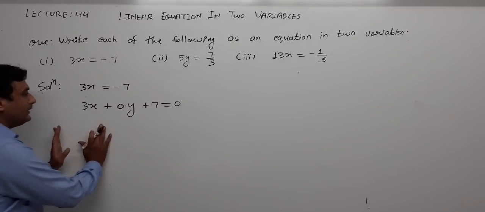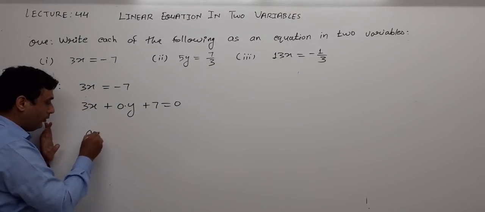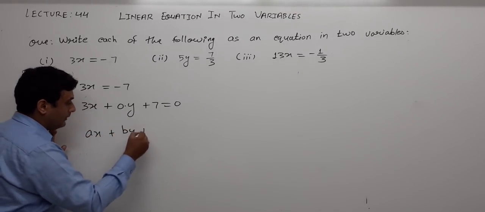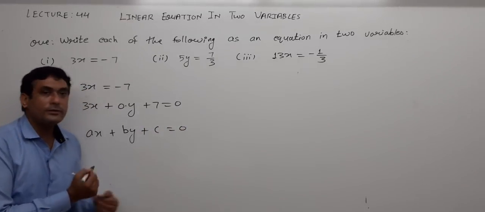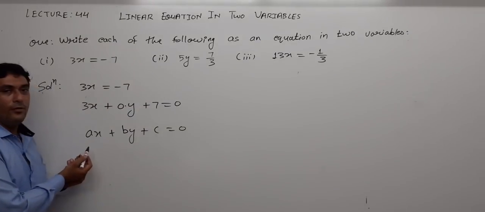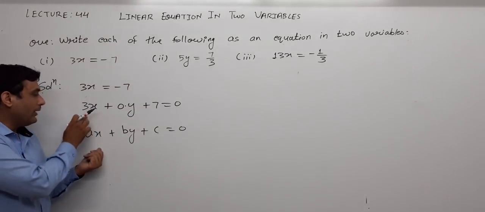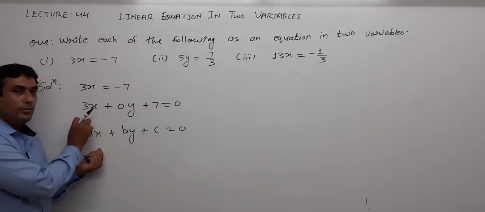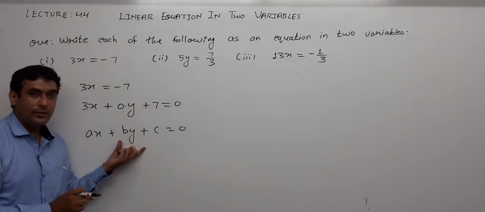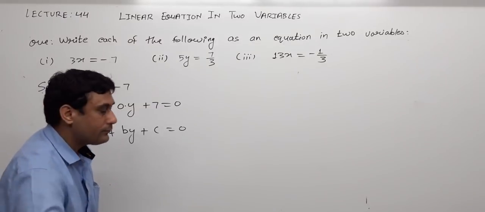Now if I consider this an equation in two variables, and we know this is the standard form of the linear equation in two variables, then questions may be asked, what is the value of a? So a is the coefficient of x, and over here 3 is the coefficient of x. So a is equal to 3. Similarly, b is equal to 0 and c is equal to 7.